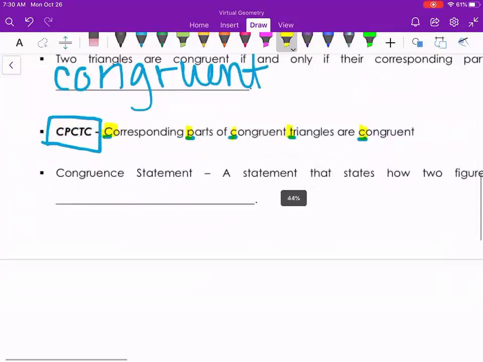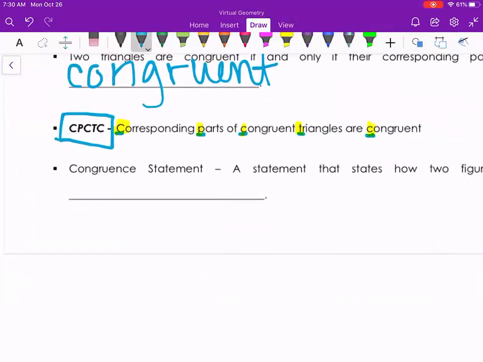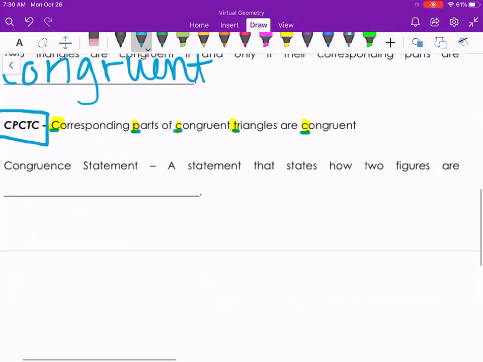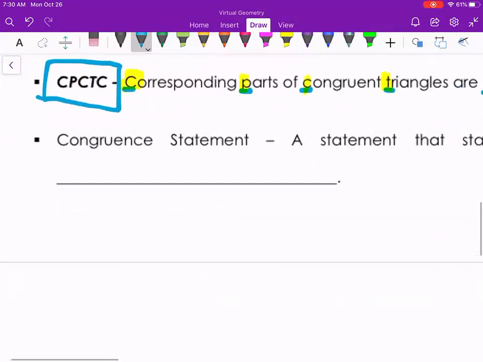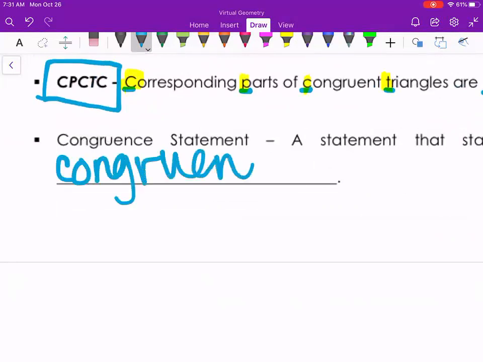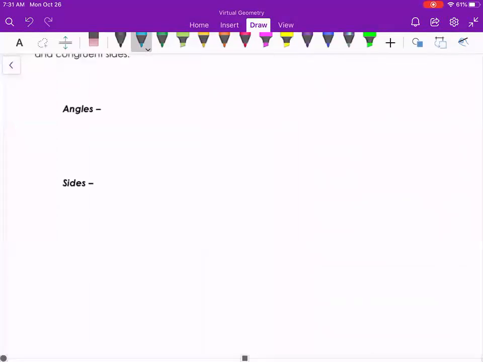Now, more specifically, once we can make and use that definition, that's when we can write your congruence statement. And like it says there, it is just a statement that shows how two figures, which don't always have to be triangles, are going to be congruent. And we're going to use that congruence statement in a little bit to learn how we can find all your matching pieces. So let's take a look at some examples.